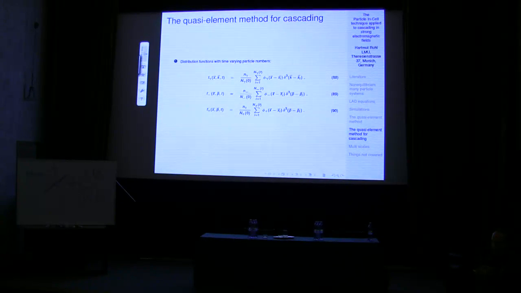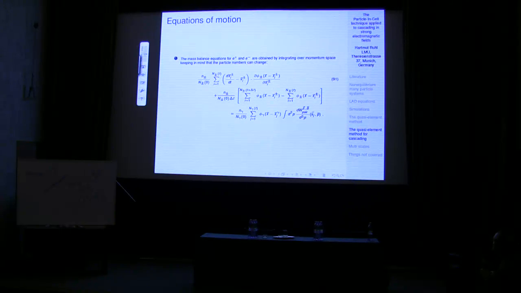Now, we have to go into the equations of motion with this more general ansatz, and that gives, of course, because of the time dependence of the particle number, additional terms. The first equation, the mass balance, that means what previously was the integration of the classical equation over momentum space, looks in the quasi-element formulation now like this. So this is now the first equation for electrons and positrons, where there are radiation source terms and pair production source terms, and it's integrated over all momenta.